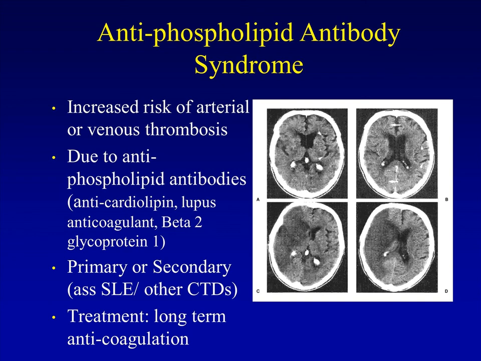Moving on, I'd like to touch briefly on anti-phospholipid antibody syndrome, or APS. This is a condition where there's an increased risk of arterial or venous thrombosis, and APS is due to the presence of anti-phospholipid antibodies, which include anticardiolipin antibodies, lupus anticoagulant, and beta-2-glycoprotein 1. APS can be primary or secondary. If APS is primary, it occurs by itself in isolation. If it is secondary APS, it's associated with SLE or other connective tissue diseases. The treatment for APS is long-term anticoagulation for life, essentially with warfarin.